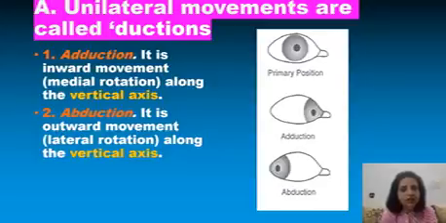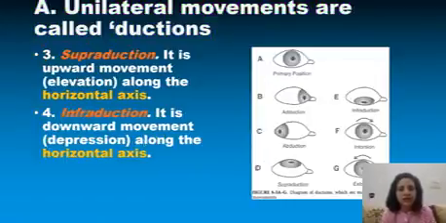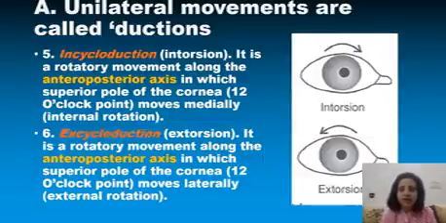So adduction is the inward movement or the medial rotation along the vertical axis. Abduction is the lateral rotation along the vertical axis. When this eye moves inward, it is adduction. When it moves outwards, it is abduction. When the eye is moving upwards, that is elevation, that is supraduction. The downward movement or depression along the horizontal axis is infraduction.